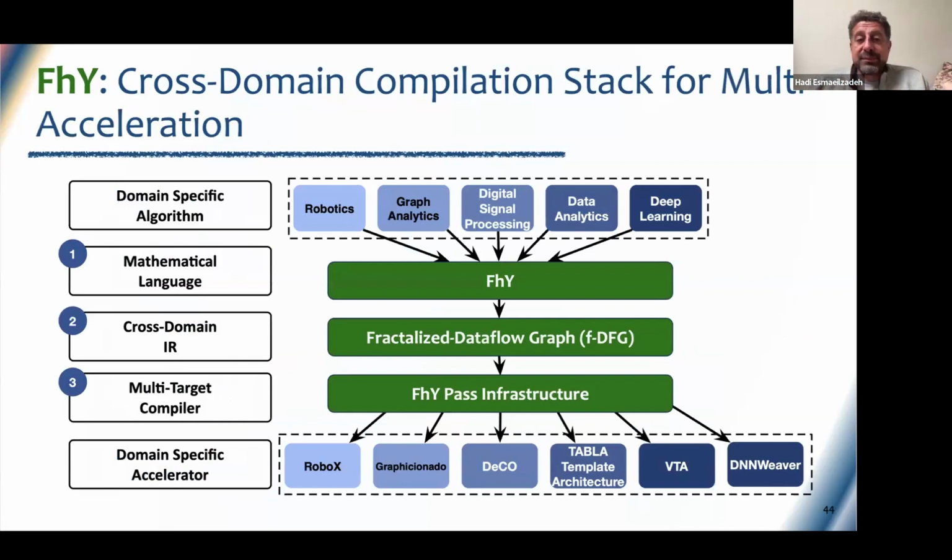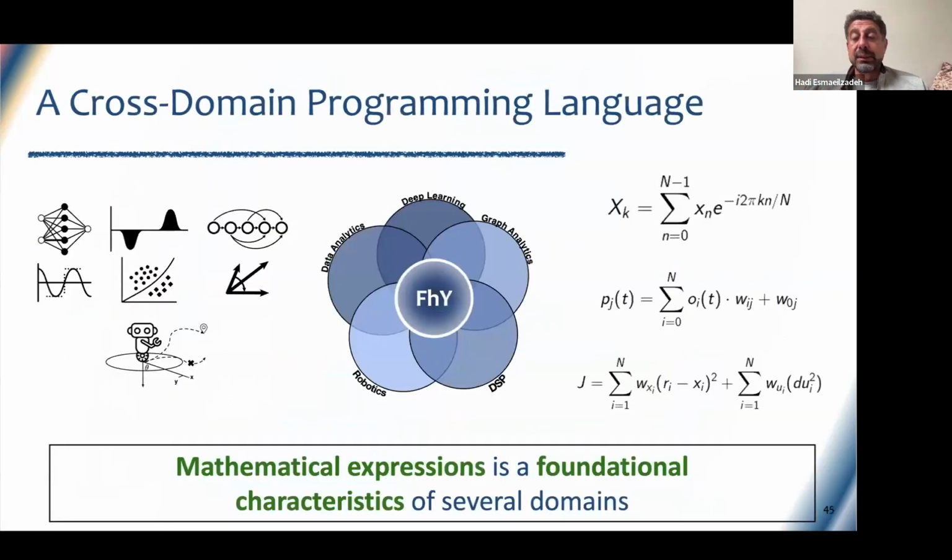The components that we are offering are a language, which can be embedded in Python. We have already embedded Polymath in Python, like you can use PyTorch in Python. That's a domain-specific language. We're talking about a cross-domain language here. It comes with a novel intermediate representation, and then we're offering pass infrastructures with which you can optimize the program that you are expressing.